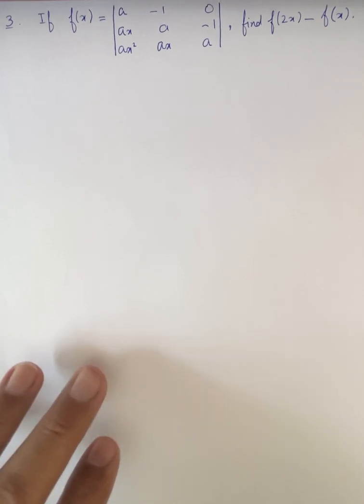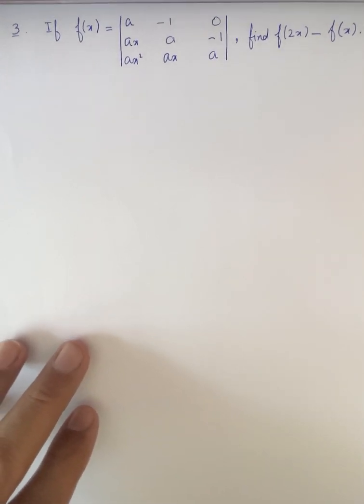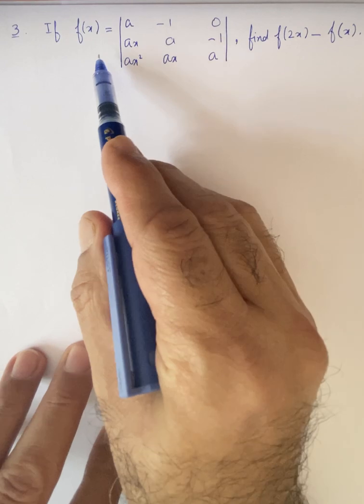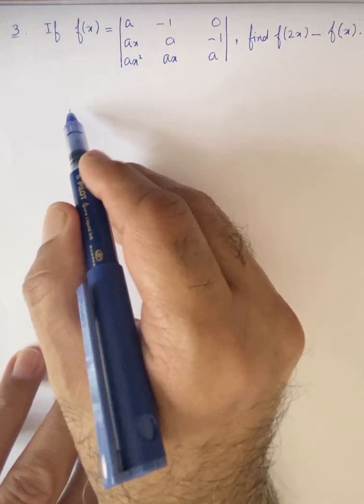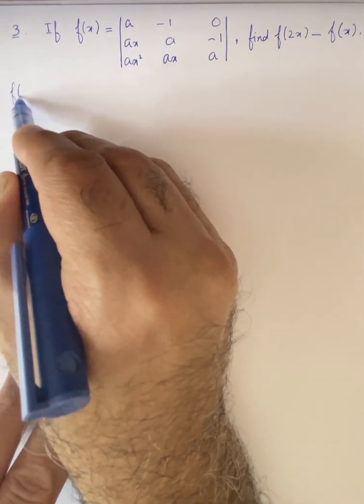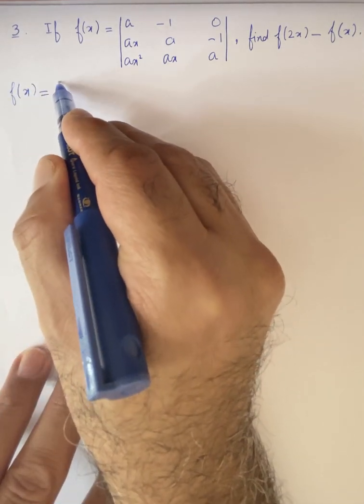The next one. We are given f of x is this. We have to find the value of f of 2x minus f of x. So let's write f of x. This is a determinant.